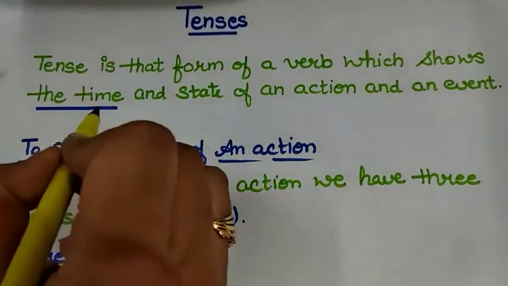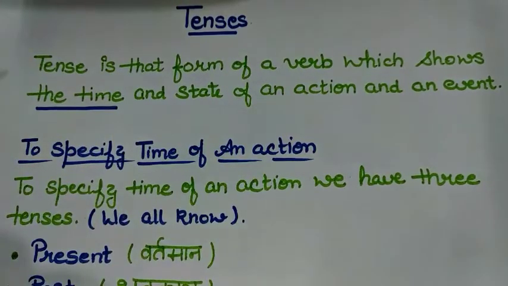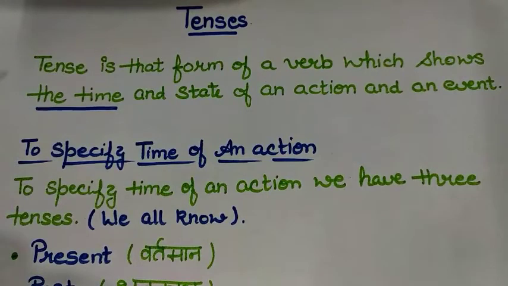Like if I say I want to know when the work actually happened, or is it really happening right now, it means we use tense to understand the form of verb. Like when is the main perspective in understanding the tense. So we can say that tense is a form of verb which shows the time and of course the state of an action and an event. To specify an action, we have basically three types of tenses.